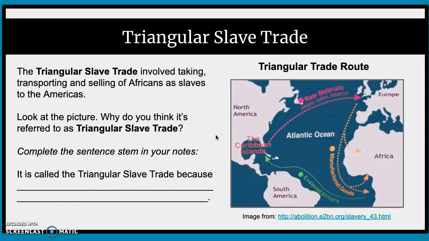Triangular slave trade. The triangular slave trade involved taking, transporting, and selling of Africans as slaves to the Americas. Look at the picture. Why do you think it's referred to as triangular slave trade? Complete the sentence stem in your notes. It's called the triangular slave trade because, fill in the blank, and pause the video to take the time you need.